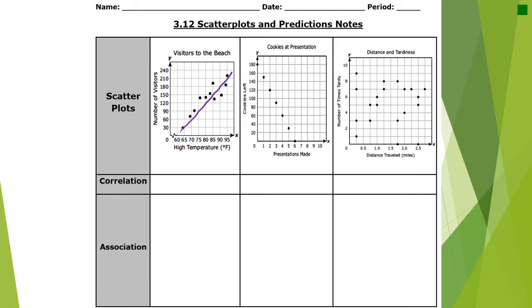So the slope of my line is positive. That means my correlation, we're going to say, is positive. Most of my points are pretty close to the line. They look like a line going up. So I'm going to say that the association is moderately strong. If the points were way off, like up here and down there, I would say it was weak.